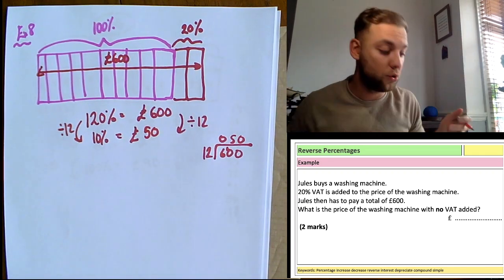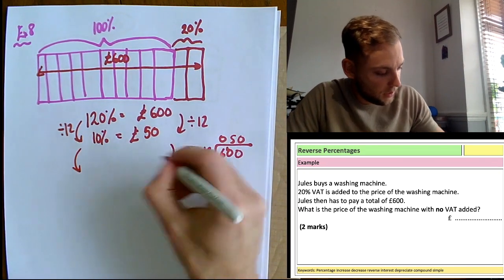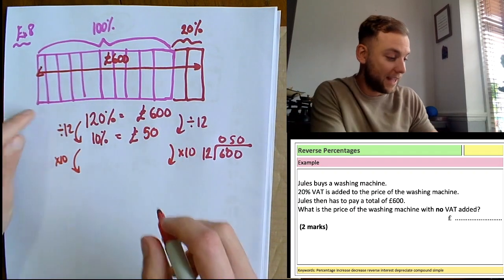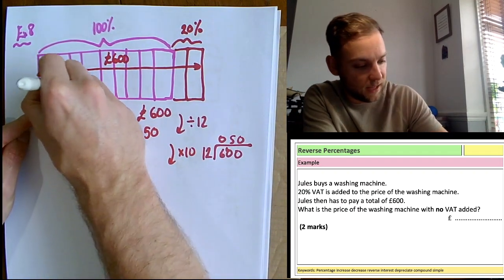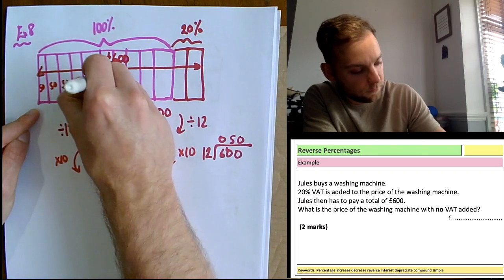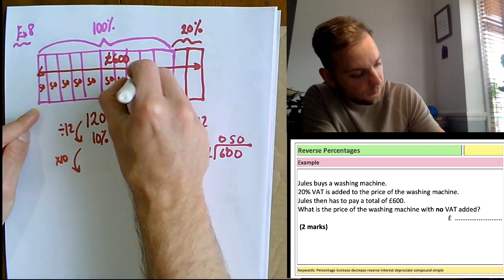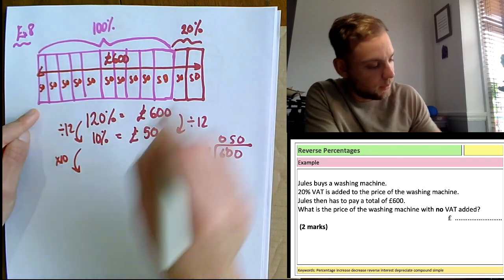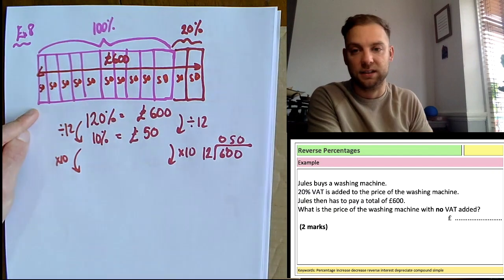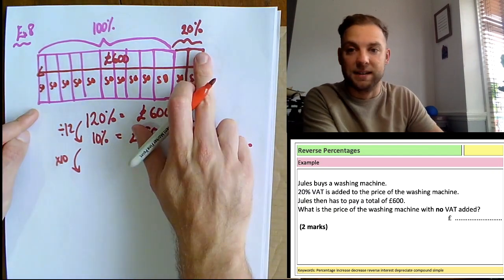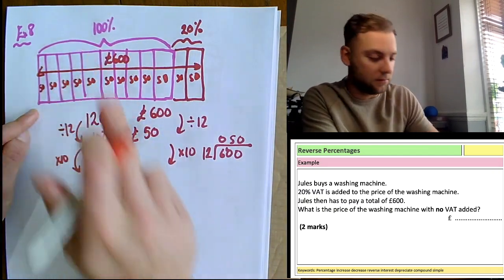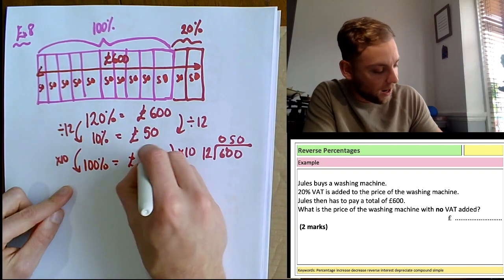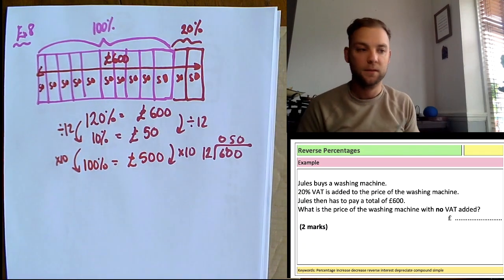Remember, we were trying to find 100%. So I'm now doing times by 10, times by 10. Because remember, what we're saying now is that each of these are worth 50. Let's make it really clear. Remember, 50 times by 12 is equal to 600, but I don't want 120%. I need 100%, the original amount. So I times by 10, which is 100%, which is equal to £500. Brilliant. Let's just check that.